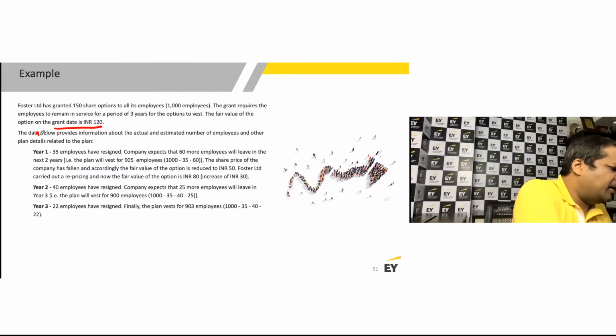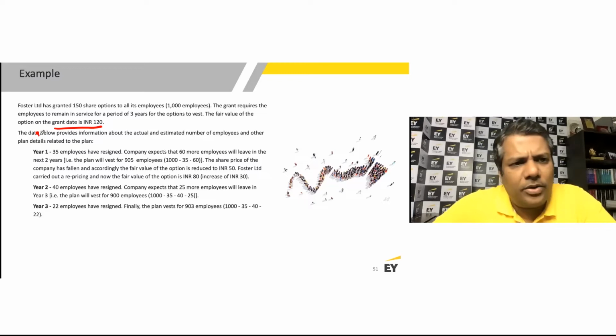The data below provides information about the actual and estimated number of employees and other plan details related to the plan. 35 employees have resigned out of 1,000. The company expects that 60 more will leave in the next 2 years. The plan will vest for 905.